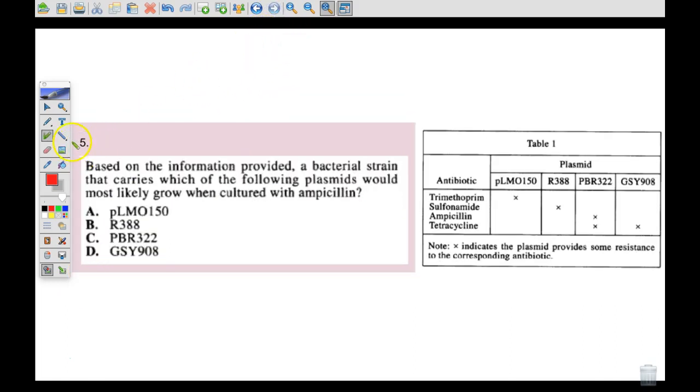And our last question asks, based on the information provided, a bacterial strain that carries which of the following plasmids would most likely grow with ampicillin? So we're looking for something that will most likely grow, which means that it's going to show resistance based on the vocabulary that we have been provided with in our handout. So if we're looking for something that has some resistance, remember the X indicates that there's resistance, and ampicillin does not affect PBr 322. So our answer for 5 is PBr 322.